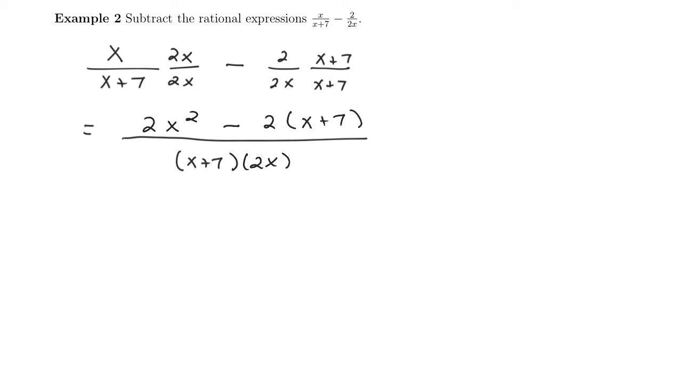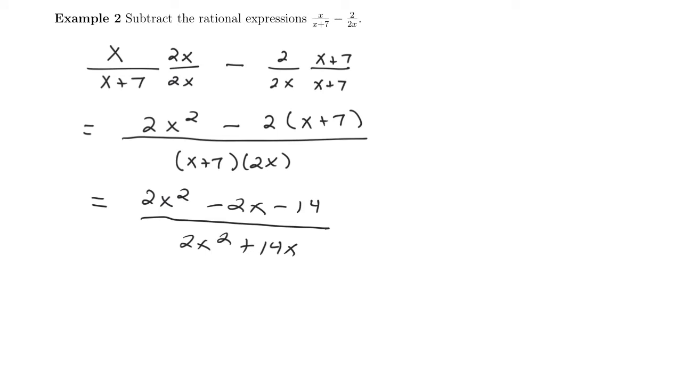So let's see. I'll distribute the 2. And I guess I can multiply out the denominators as well. So that's going to be 2x squared plus 14x. And I cannot simplify this any further. So this really looks a lot like example 1, where I just needed a common denominator and I added the numerators. The difference here is I'm now subtracting the numerators. Nothing cancels, there's no common factors, so that is it for this part of the question.